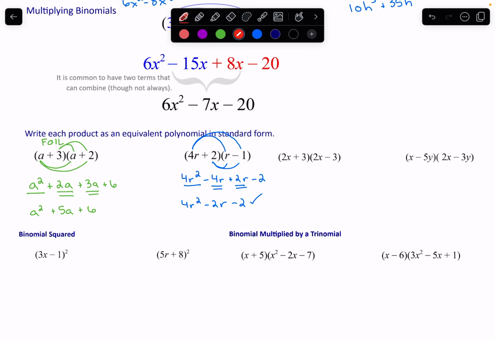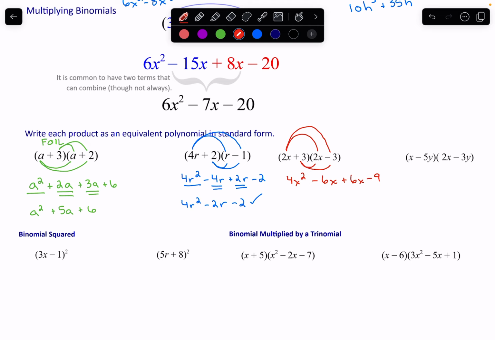Okay, let's try it again. 2x plus 3 times 2x minus 3. Something interesting happens on this one, which you'll hopefully start to pick up a pattern when you see what happens here. 2x multiplies by 2x, that gives me 4x squared. 2x gets multiplied by negative 3, that gives me negative 6x's. Now I switch to the second number. 3 times 2x is positive 6x, and then 3 times negative 3 is negative 9.